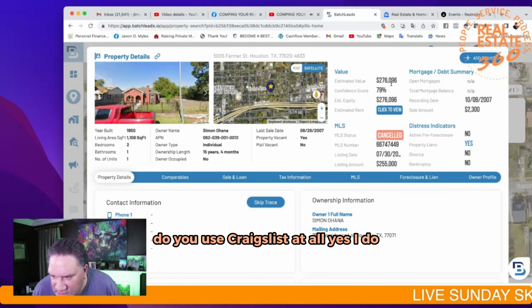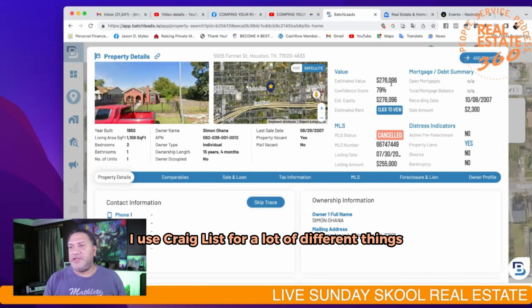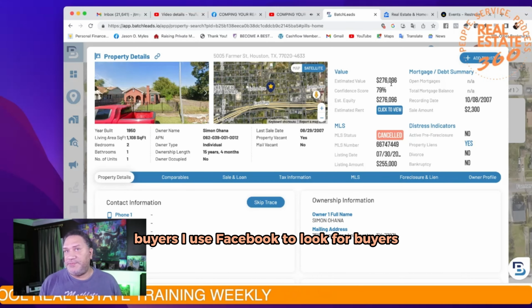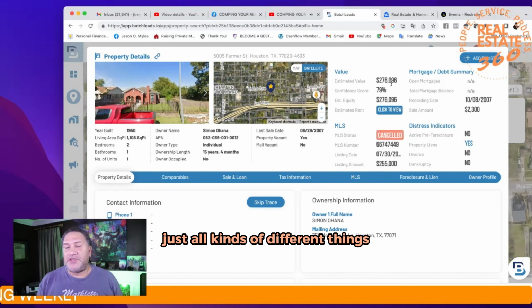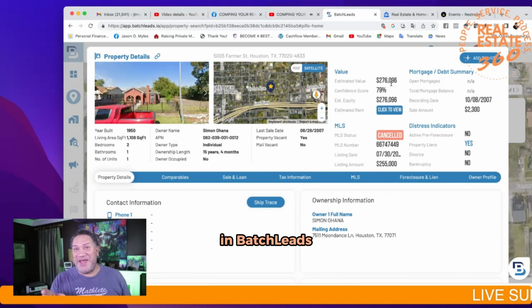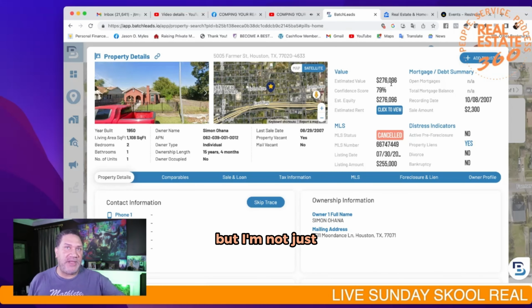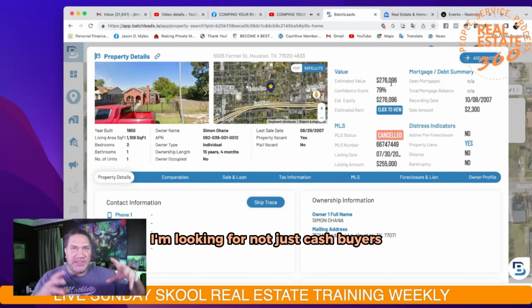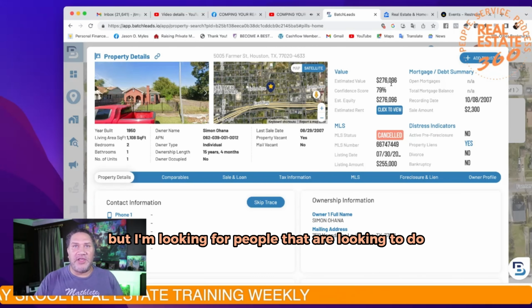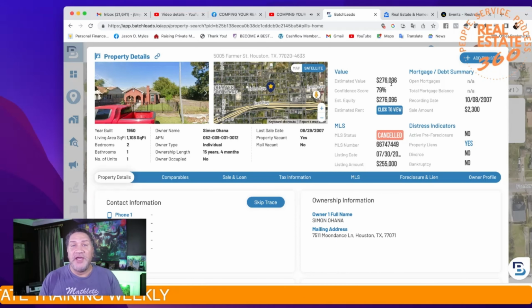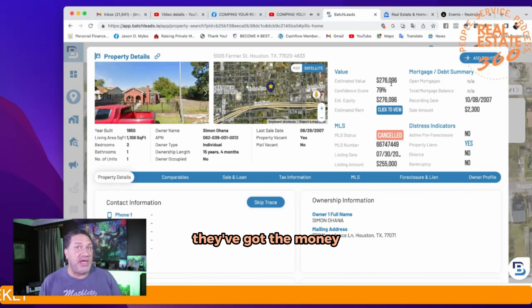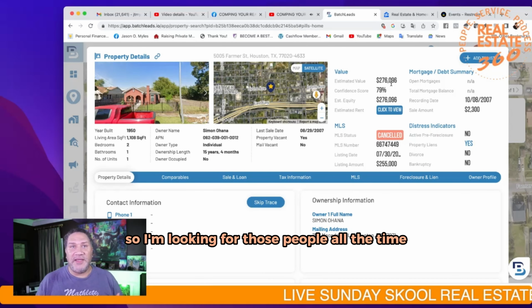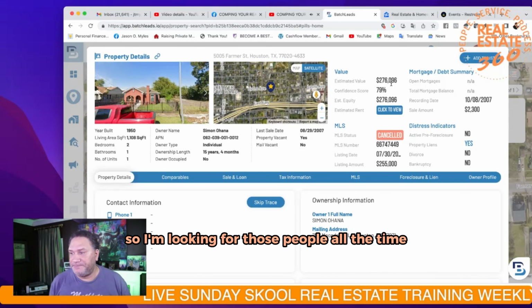Do you use Craigslist at all? Yes, I do. I use Craigslist for a lot of different things. I use it to look for buyers. I use Facebook to look for buyers, just all kind of different things. But I'm going to show you a trick here in batch leads too, since we're talking about buyers. When I'm on Craigslist, I'm looking for not just cash buyers, but I'm looking for people that are looking to do creative financing deals, that are looking to live in a house. They've got the money, but they don't have the credit to qualify for a loan. So I'm looking for those people all the time, right?